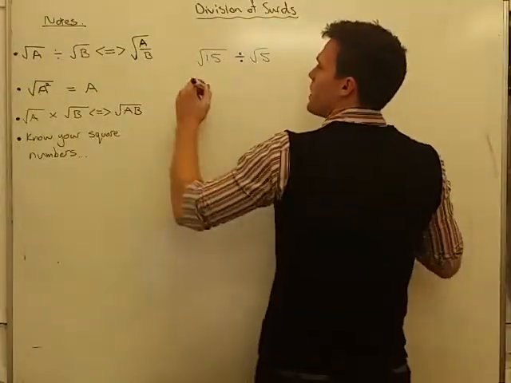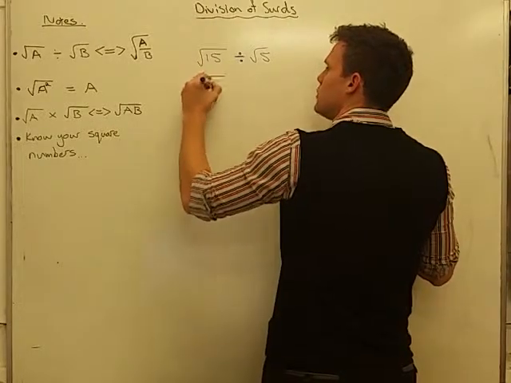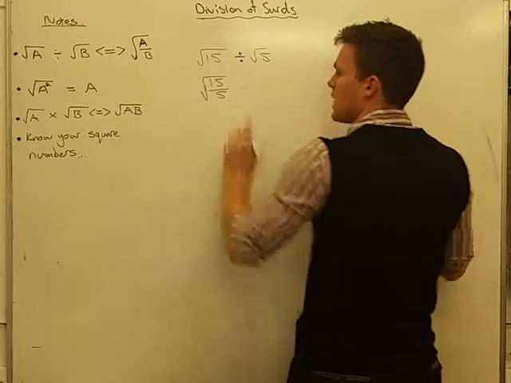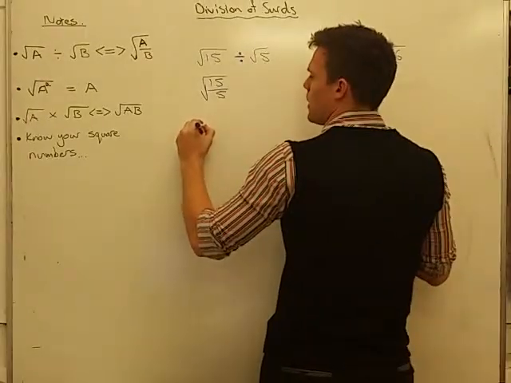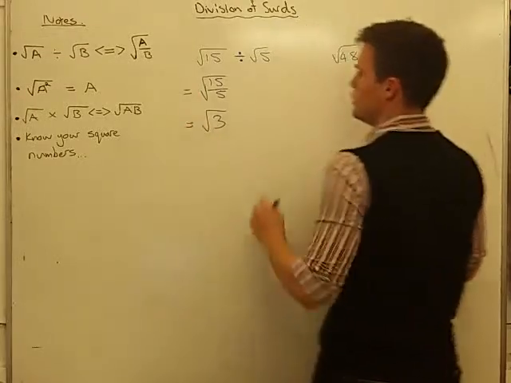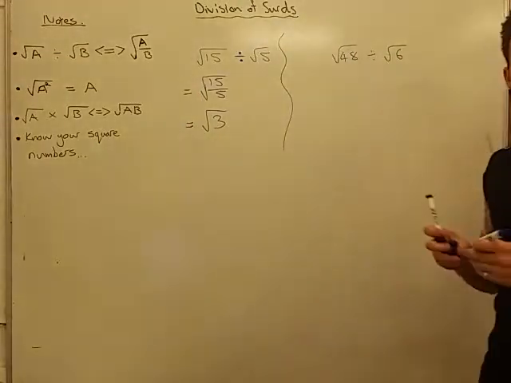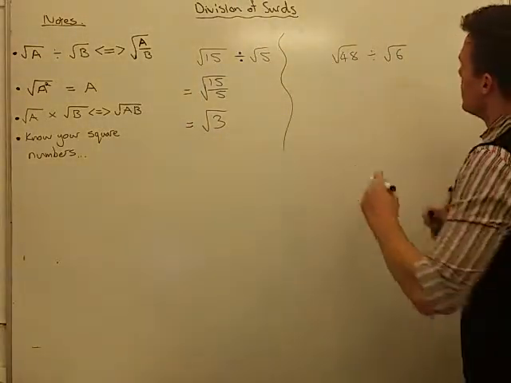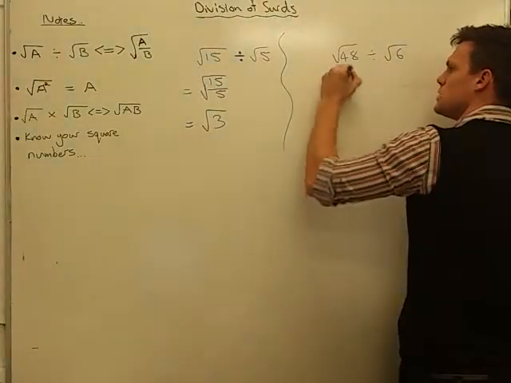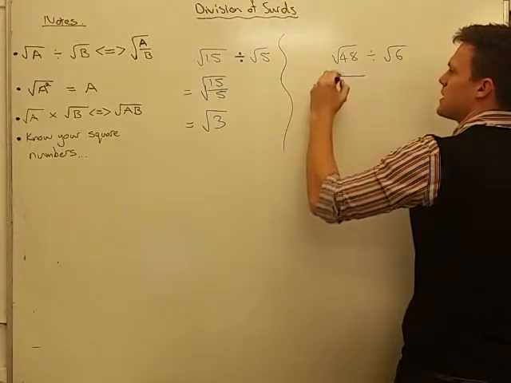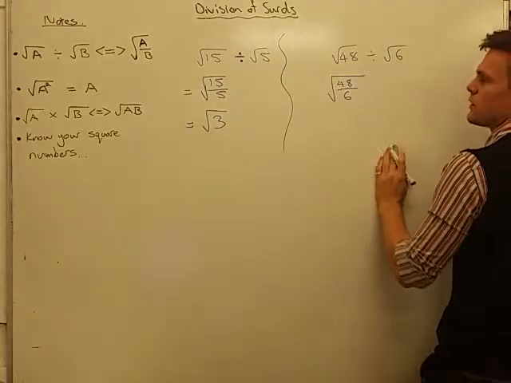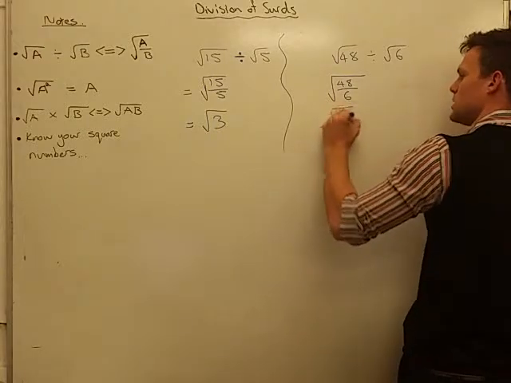So if I have root 15 divided by root 5, that's actually the square root of 15 divided by 5, and 15 divided by 5 we know is 3, so the answer to this is actually root 3. Really easy. And next, if I have root 48 divided by root 6, using my surd rule there, I can say that is 48 divided by 6, and the square root of that, so that's going to be root 8.